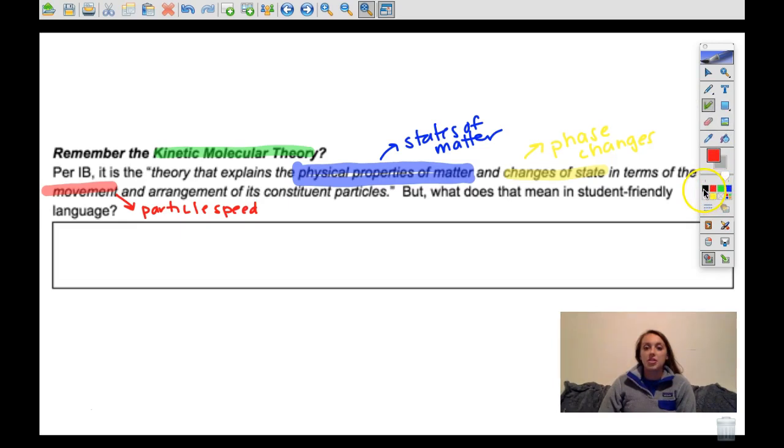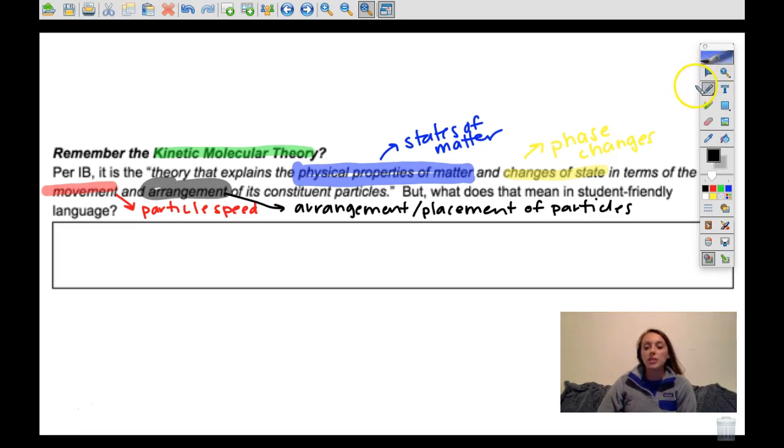And then the arrangement of its constituent particles. So when we talk about the arrangement, we're talking about the actual arrangement of the particles, and that's pretty self-explanatory. So arrangement or placement of particles. But IB typically has pretty standard and professional terminology. So let's break this down even farther in a student-friendly language.